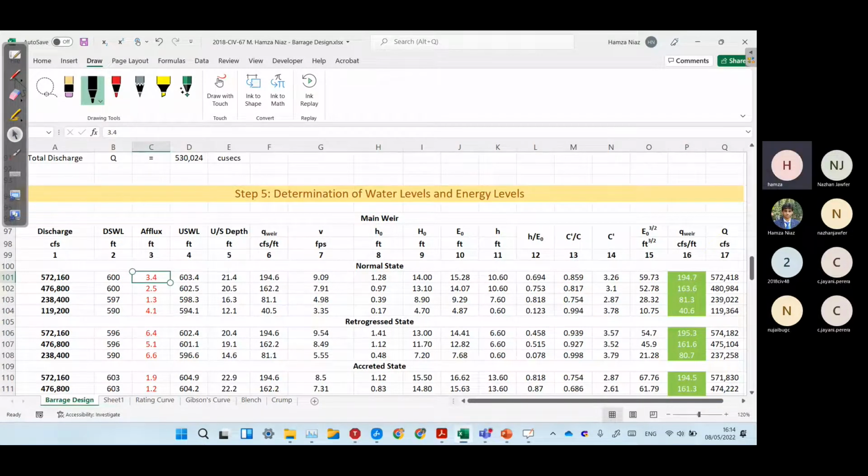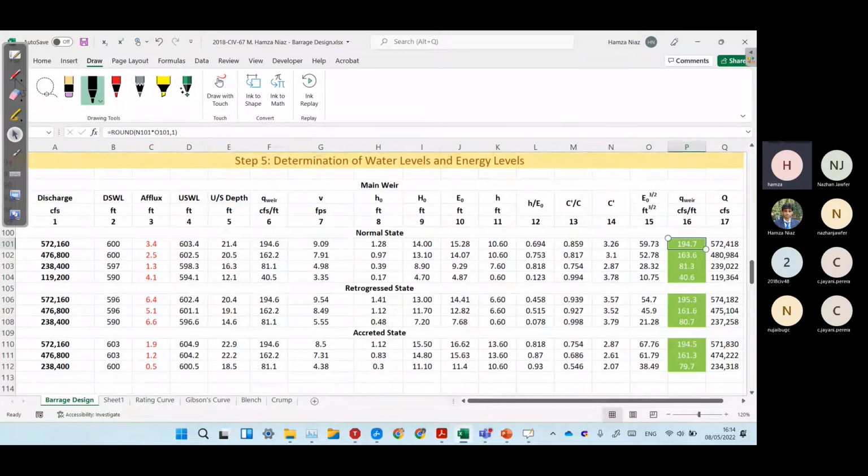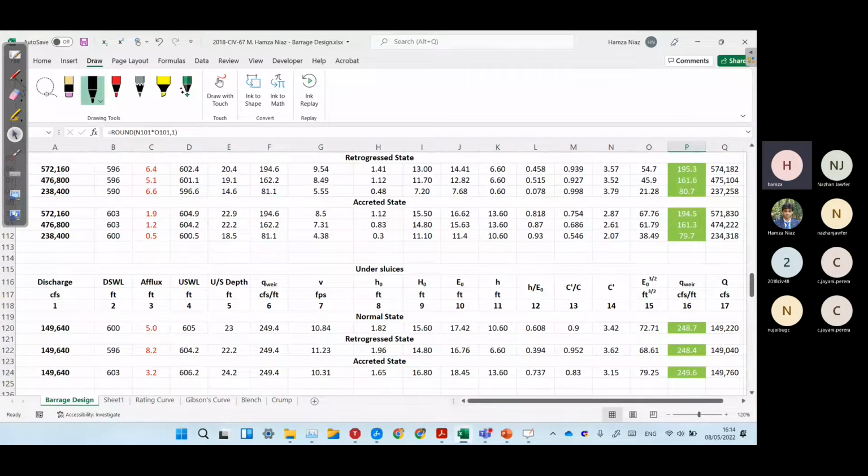So if we get this value as, say, 250 cfs per foot, we have to change this afflux value. We have to decrease this afflux value to decrease this Q here. But if they are both near to each other, then that's fine. So this is how we have to do it for the main weir, and again we have to do all this for the under sluice portion.